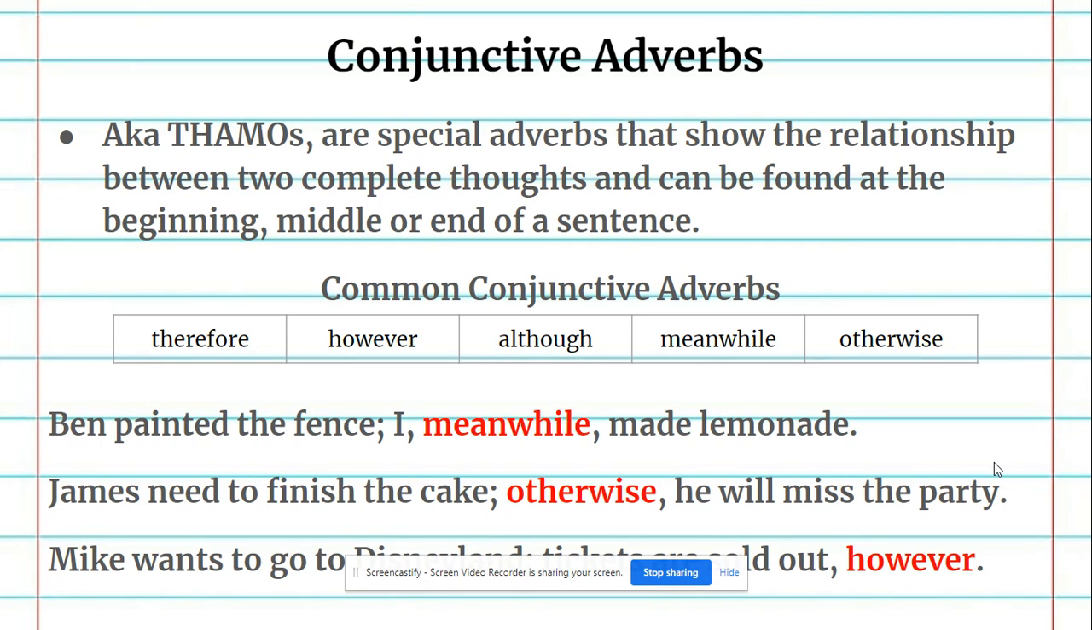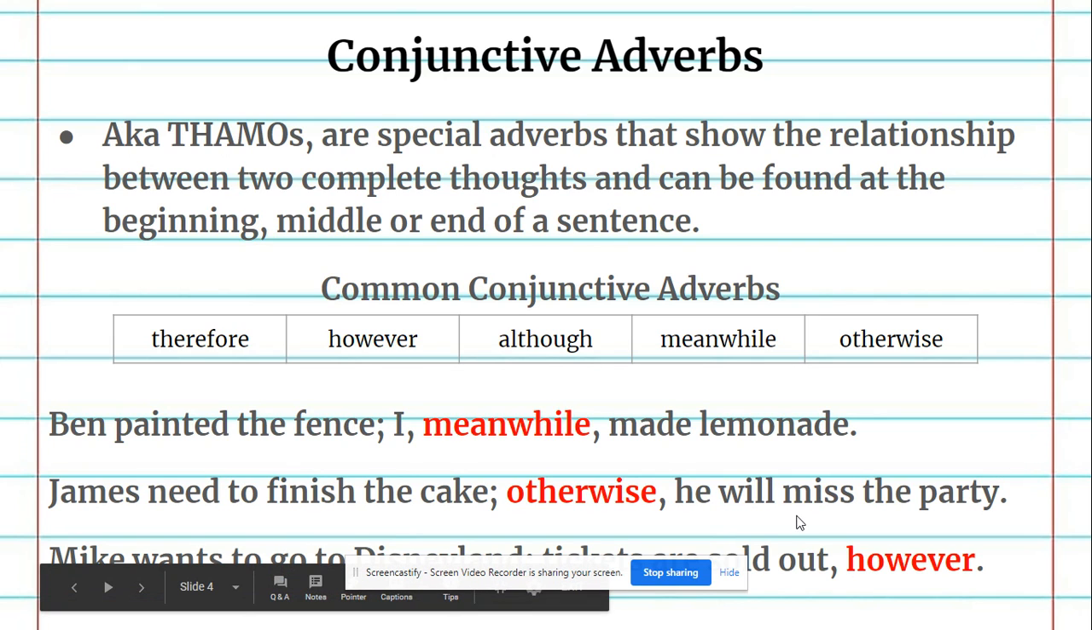In the second example, James needs to finish the cake, otherwise he will miss the party. Using the semicolon and the conjunctive adverb shows you the relationship between these two thoughts. Something needs to happen, otherwise this will occur. Or at the same time, these two things are occurring.